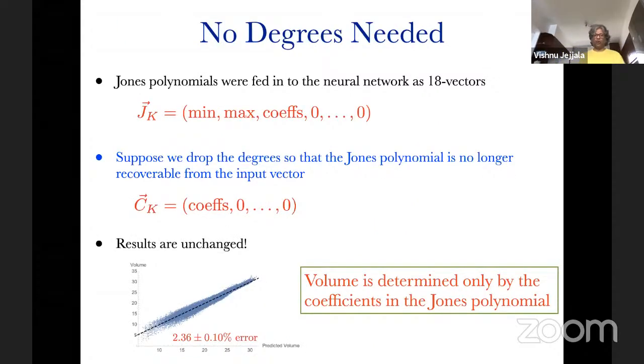So we've tried some more experiments. It turns out that if we drop the minimum and maximum degree and just keep the coefficients, that's also enough. We find that the volume is determined only by the coefficients of the Jones polynomial and not by the actual Jones polynomial itself. So these coefficients are dimensions in Khovanov homology, and those dimensions are enough to recover the volume.